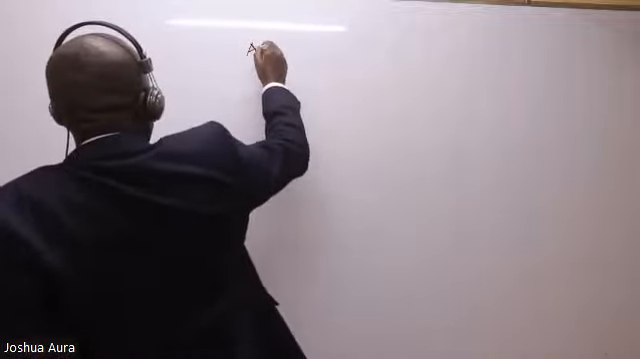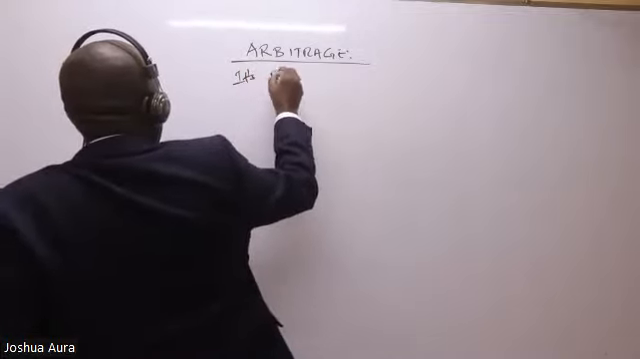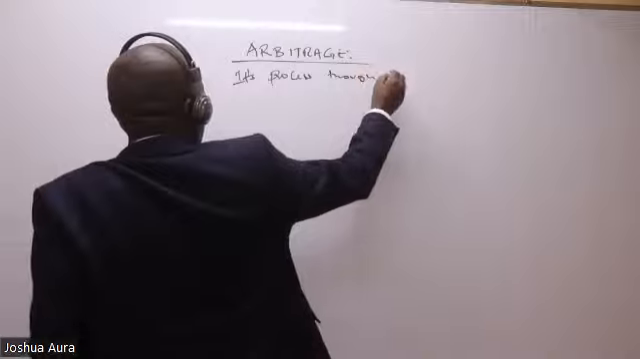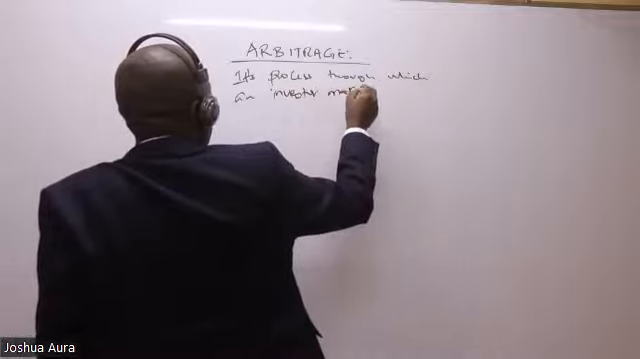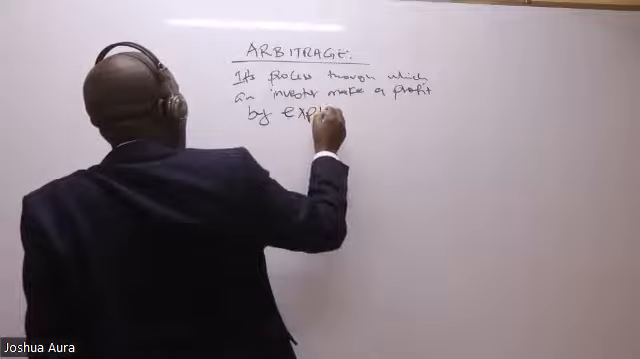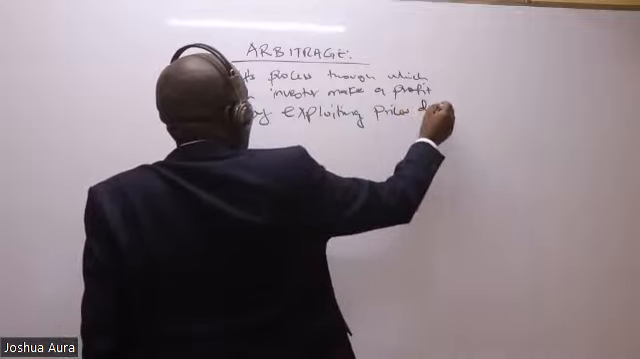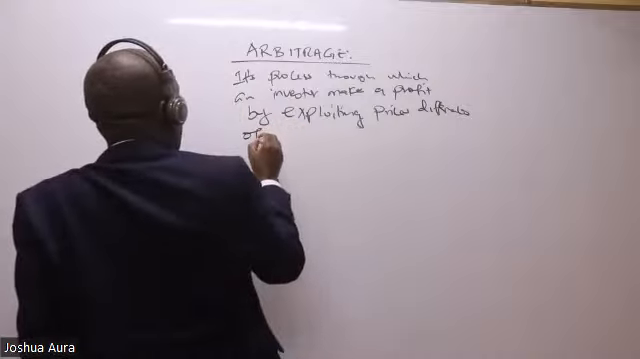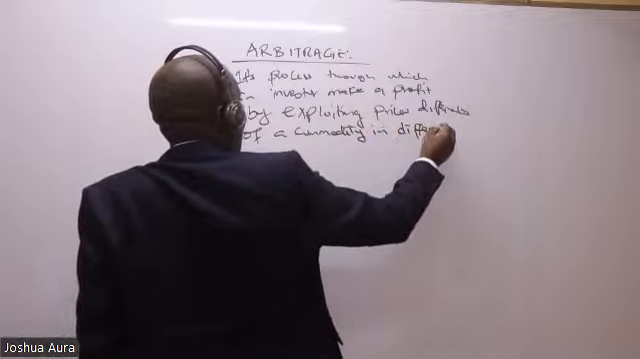So we are looking at arbitrage, and what we said is that arbitrage is the process through which an investor makes a profit by exploiting price differences of a commodity in different markets.